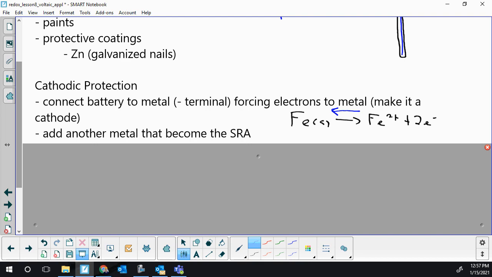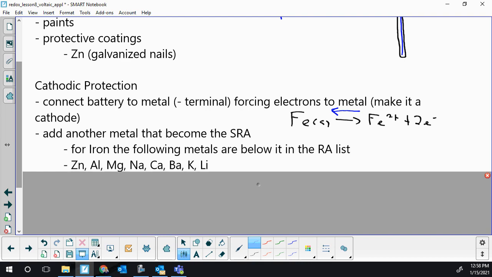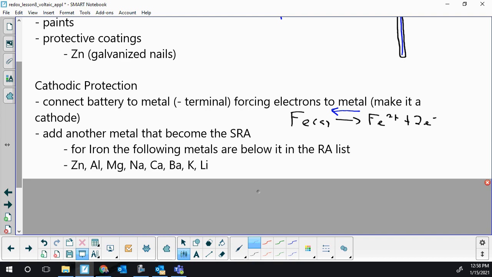So there's our iron. We need to find metals. We got zinc is below. If I have zinc attached to a tank, the zinc's the strongest RA, not the iron. The zinc reacts, the iron's fine. So I got zinc, chromium, aluminum, magnesium, sodium, calcium, barium, potassium, and lithium are all metals that are better RAs than iron that will react instead of the iron.